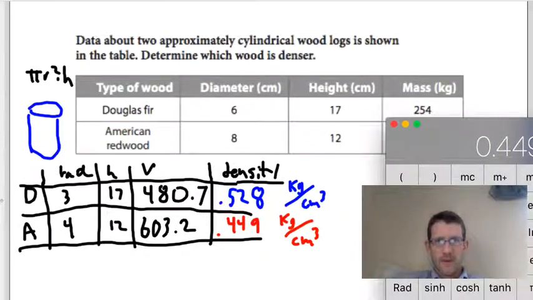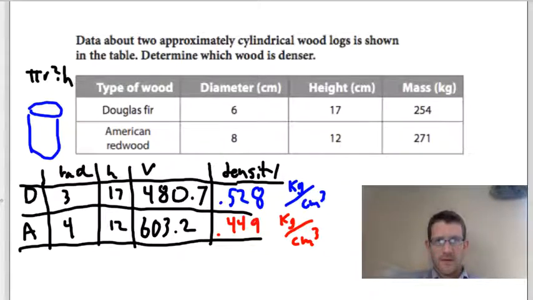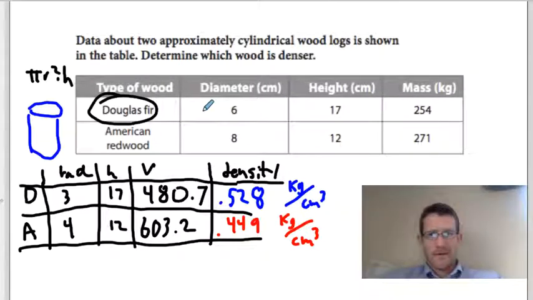So therefore, when it asks to determine which one is denser, we can say that Douglas fir is more dense, right? Because it has a greater density. If you mix up this fraction and you do, say, volume divided by mass, you'll get the other one. So just be careful of that.